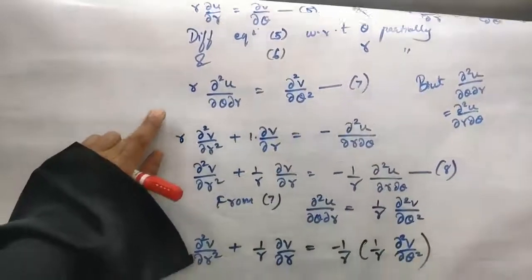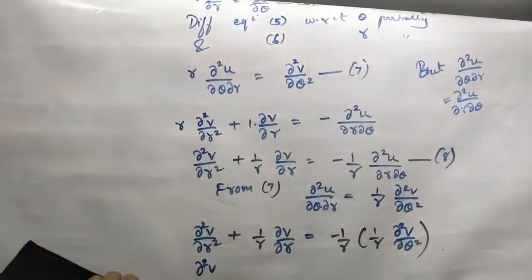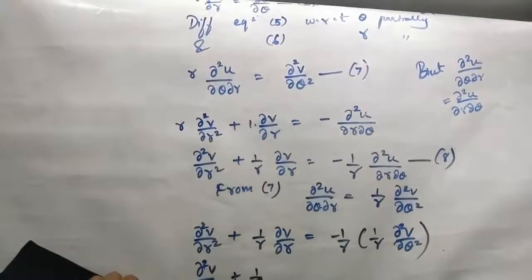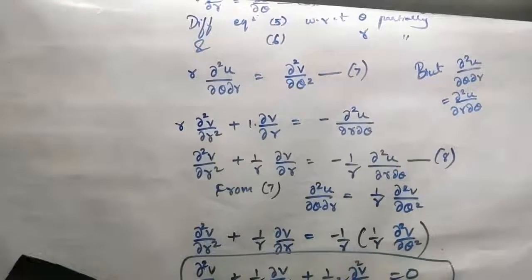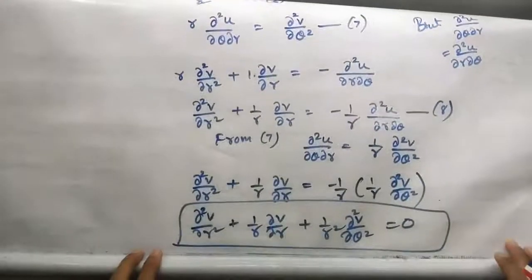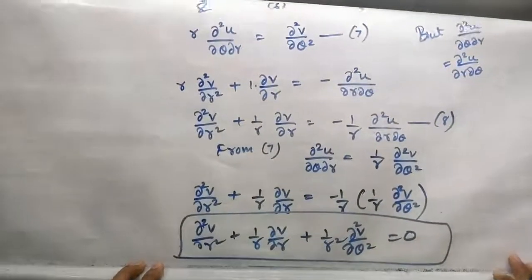Now get the terms to one side. You will have ∂²v/∂r² + (1/r) ∂v/∂r + (1/r²) ∂²v/∂θ² = 0. Hence, we have proved that v is also harmonic. Okay, this completes the proof.